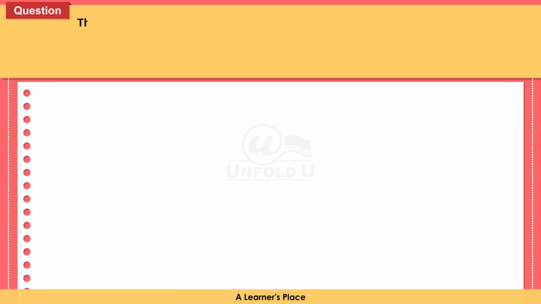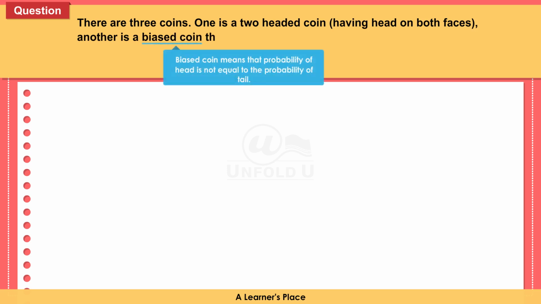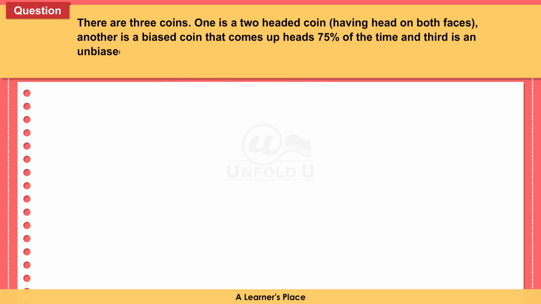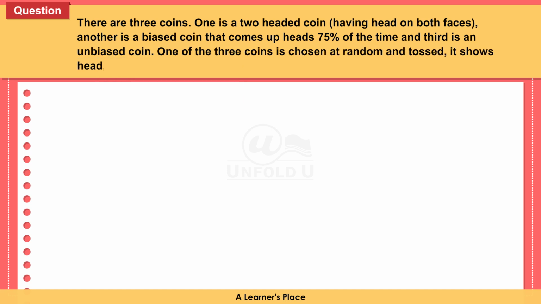Question. There are 3 coins. One is a two-headed coin having head on both faces. Another is a biased coin that comes up heads 75% of the time, and third is an unbiased coin. One of the 3 coins is chosen at random and tossed. It shows head. What is the probability that it was the two-headed coin?